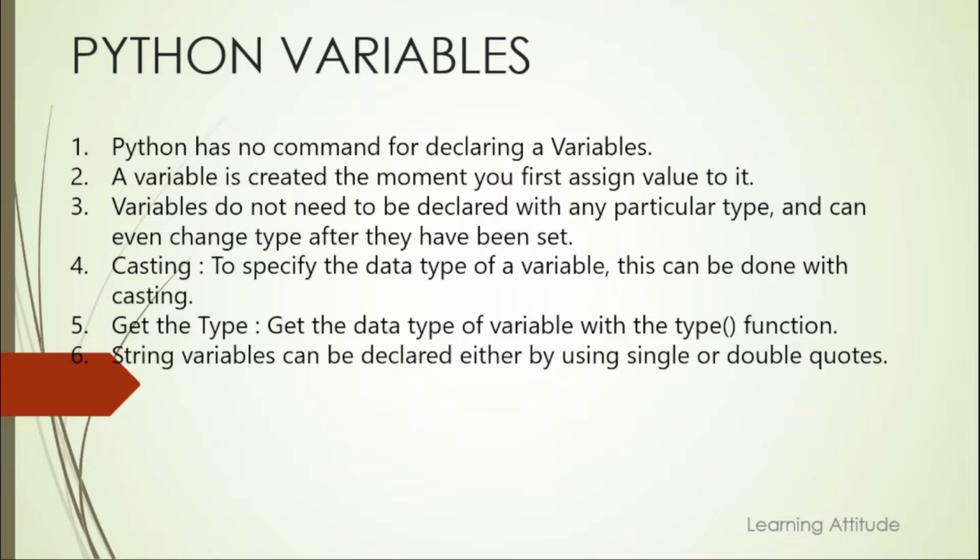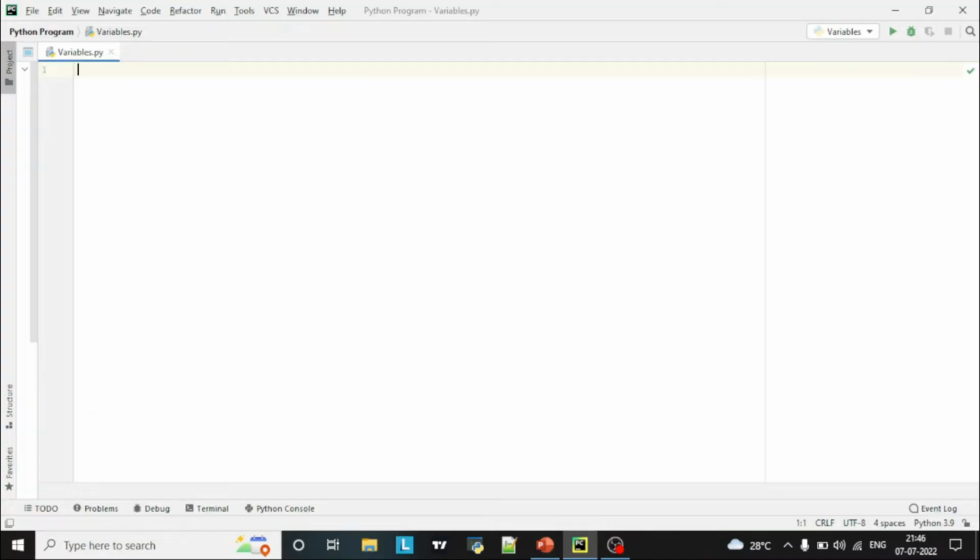Let's move to the next point. String variables can be declared either by using single or double quotes. Meaning you can use double quotes to declare any string value, or single quotes also. So let's see one example for this. Let's take one variable named x. Here we'll use double quotes to declare the string, and variable y with single quotes. World.